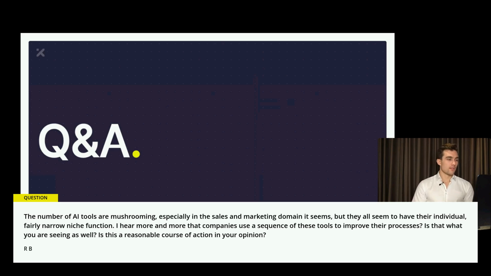Okay. The number of AI tools are mushrooming, especially in the sales and marketing domain, it seems, but they all seem to have an individual, fairly narrow niche function. I hear more and more that companies use a sequence of these tools to improve their processes. Is that what you're seeing as well? Is this a reasonable course of action in your opinion?